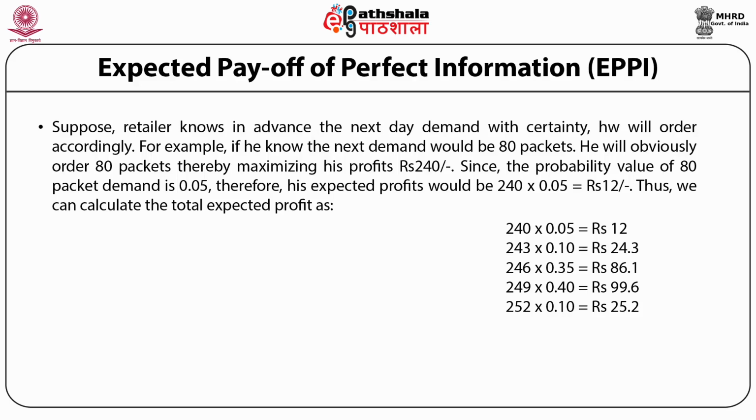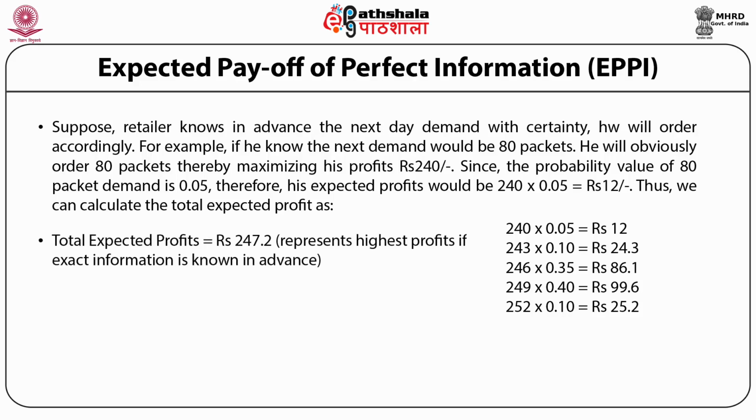In this way you can see the expected profit of the retailer if you are also given the probability value. The probable value of the profit would be rupees 12 in case the market demand is for 80 packets. In case of demand of 81 packets, the probability value is 0.10 and the expected profit would be rupees 24.3. In this way we can calculate the total expected profit, which is equal to rupees 247.2, and this amount is equal to the highest profit if the retailer knows with certainty the demand for the next day.